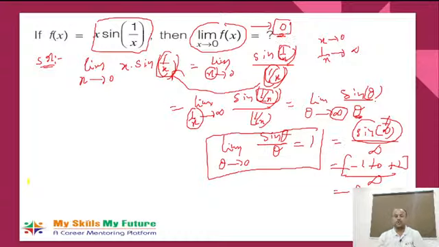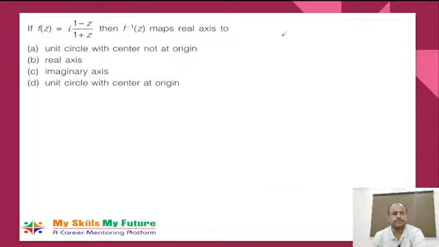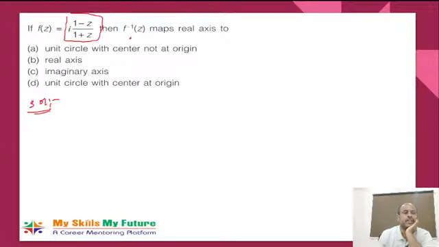Okay. Now we look at another question. Read this question. What is given? If f of z equals i into (1 minus z) divided by (1 plus z), then f inverse of z maps the real axis to. Option A is a unit circle with the center not at origin. Option B is the real axis. Option C is the imaginary axis. Option D is a unit circle with the center at origin.